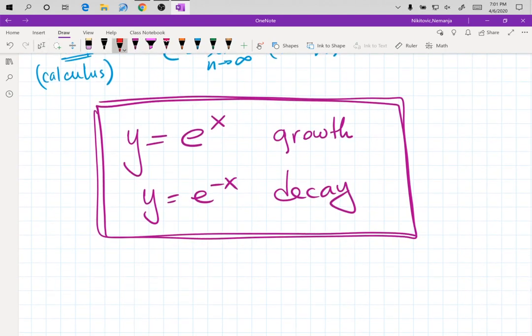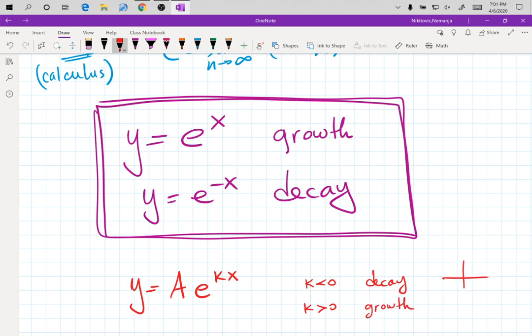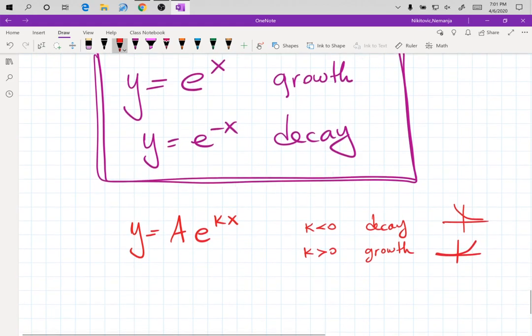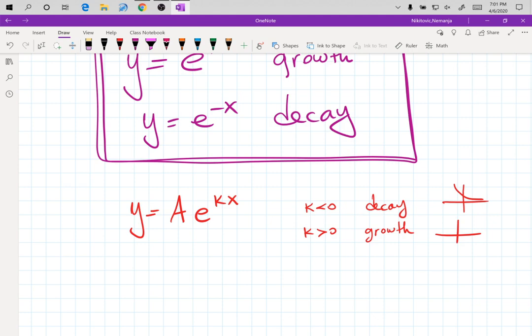Now, in general, what we like is y equals a e to the kx, which is much better. k less than 0 is decay, k more than 0 is growth. You still have the same graphs, decay, growth, and all of the specs that we learned before: domain, range, blah blah blah. It's all the same, shifting all the same, right?